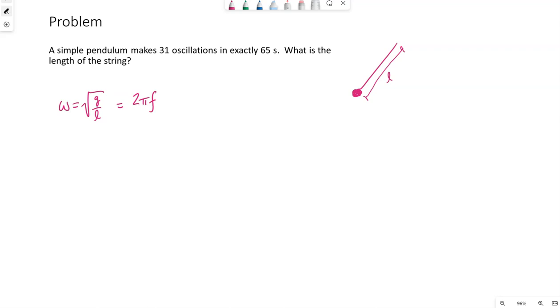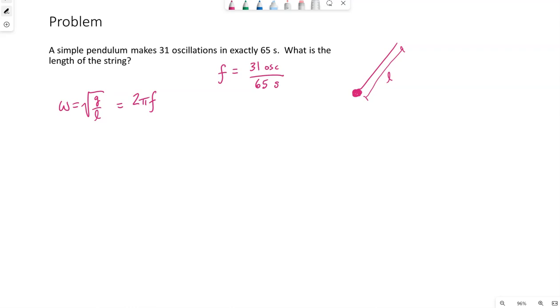Omega is in radians per second, f, frequency, is in oscillations per second. So our frequency, just in terms of units, is 31 oscillations in 65 seconds. So that is our frequency.